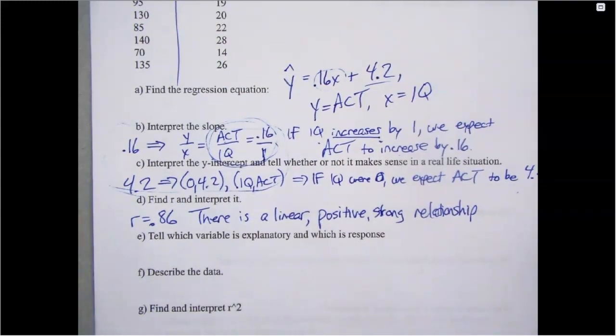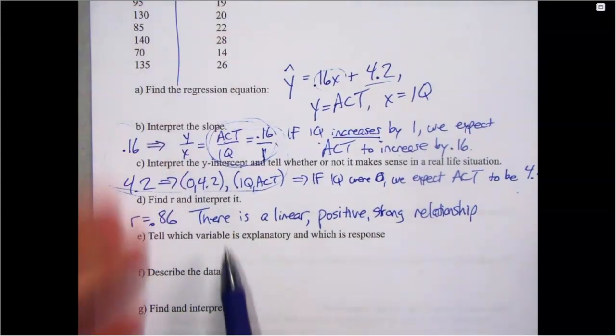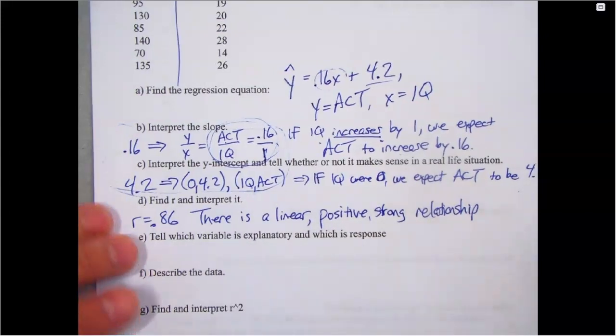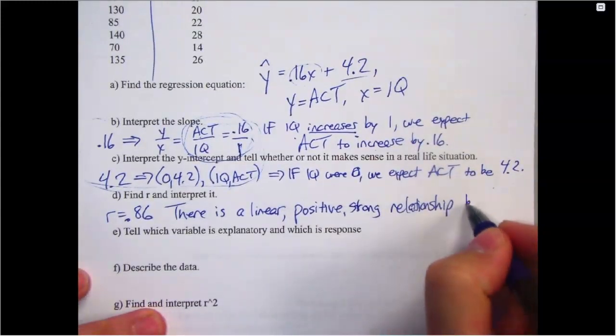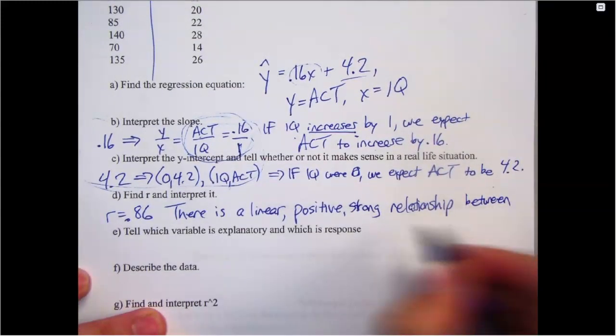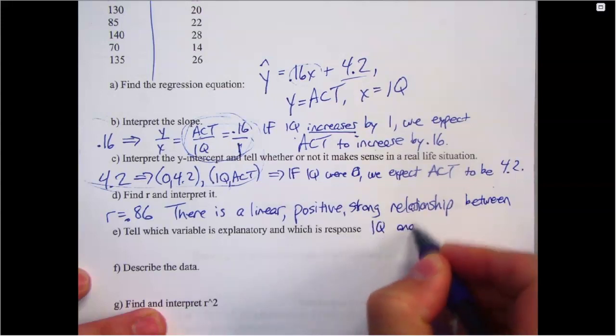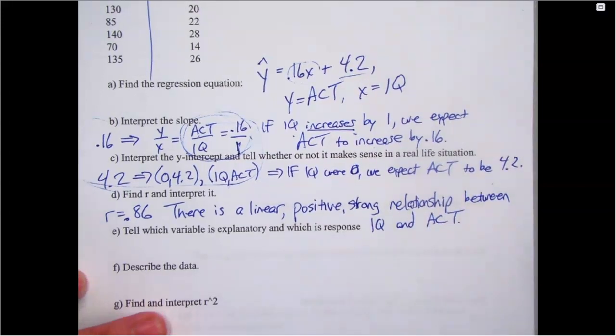But I'm not done because I haven't labeled my graph or labeled my sentence. If I just gave this to someone, they'd be like, okay, linear, positive, strong relationship between what? What are you even talking about? So you've got to put your variables in there. So between IQ and ACT.